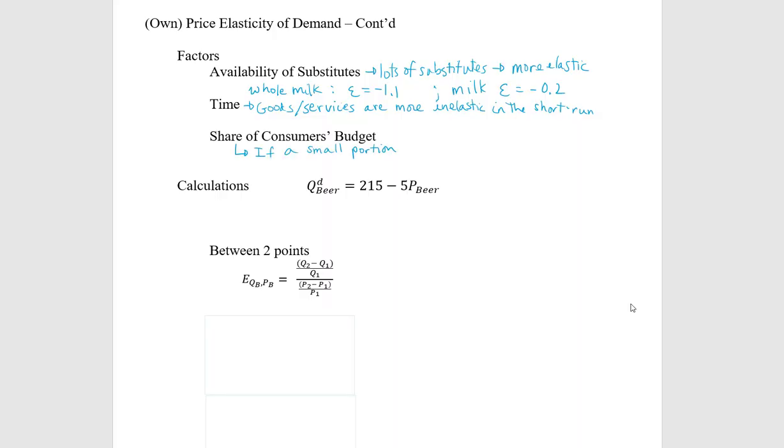And the last of the factors we'll talk about now is the share of the consumer's budget. If it's a small portion of the budget, then that good is more inelastic. We don't consume very much of it, so it's hard to give up even a little bit of it. If that item is a larger portion of our budget, then we're much more likely to have flexibility to be able to give up a part of that in our budget. So if it's a large portion of our budget, it's more elastic.